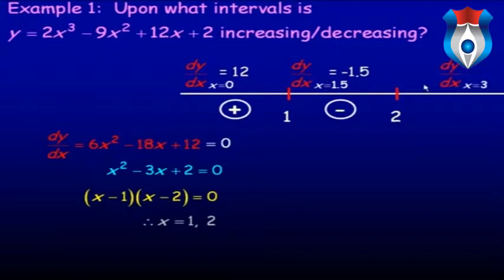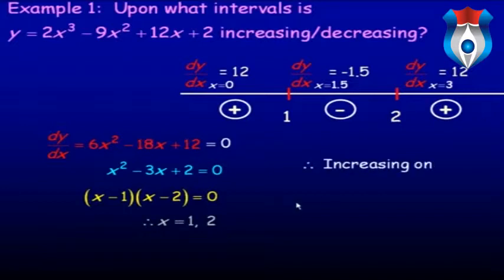And then I'll take a number above 2. I'll take 3. So I'll put 3 in place of x, and actually it turns out to be 12 again. Just substituting that number in place of x in the derivative. And so it's a positive derivative there, so it's gone back to increasing again.